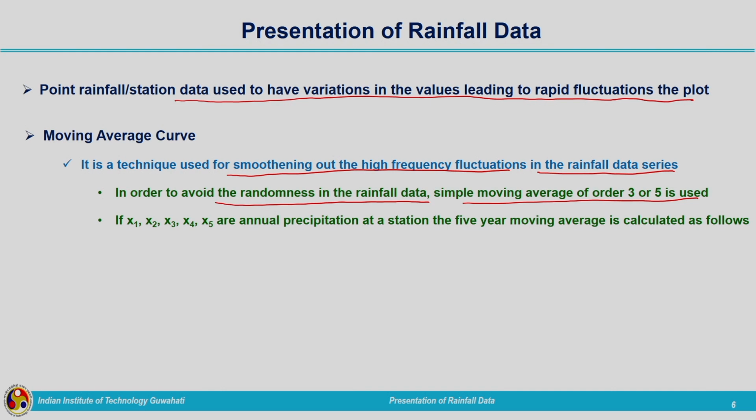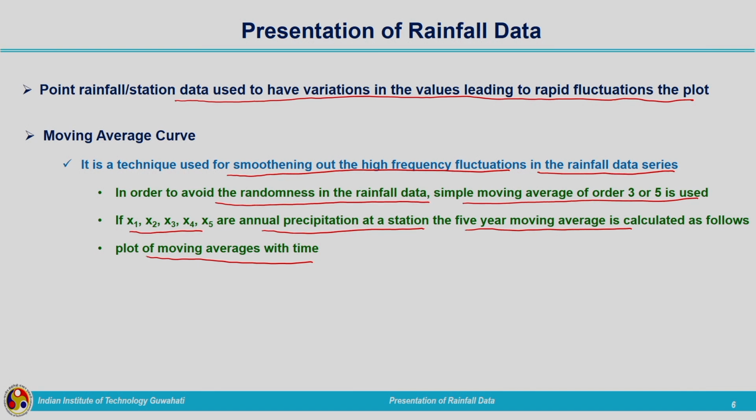For example, we can consider x1 to x5, these are annual precipitation at a station. Then the 5-year moving average can be calculated like this. That is how we will be calculating the average of these 5 values. After that, we will plot the moving averages with time. The averages which are calculated from the 5 data points, x1 to x5, x2 to x6, x3 to x7, will be plotted against time.